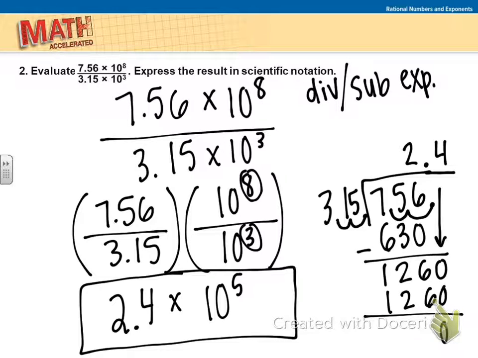That's a lot less work. You're just dividing their factors here, whereas if you would have had to put these numbers in standard form and then divide them, you would have had a lot more numbers to deal with. Okay. Does everybody have this? Okay.